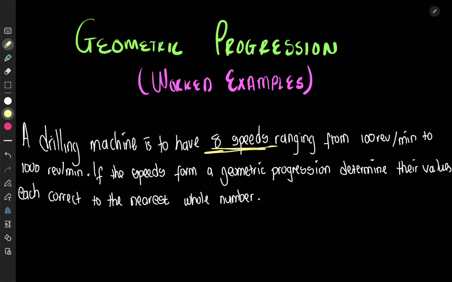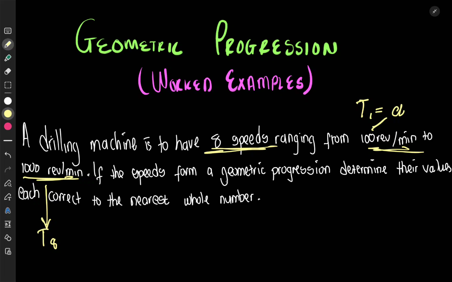And it says ranging from 100 revs per minute to 1000. So if it's starting from 100, that means this is our A, our term number 1. And remember that it is to have 8, so this is our term number 8, which is going to be 1000. So term number 1, which is A, is going to be 100, and then term number 8 is going to be this.